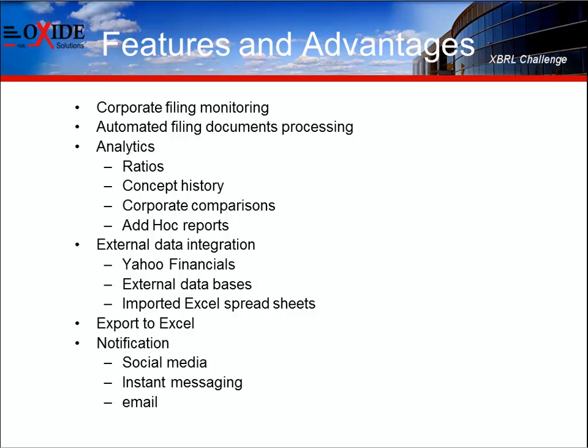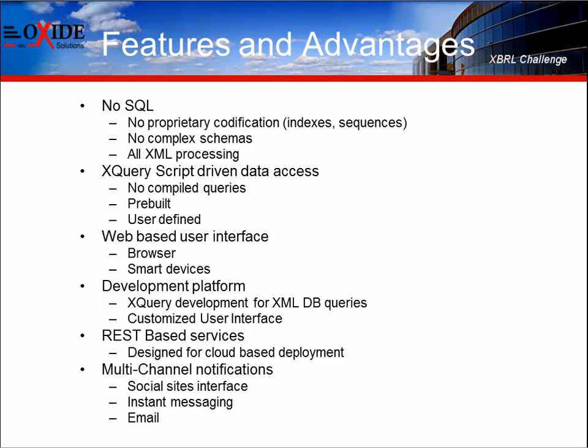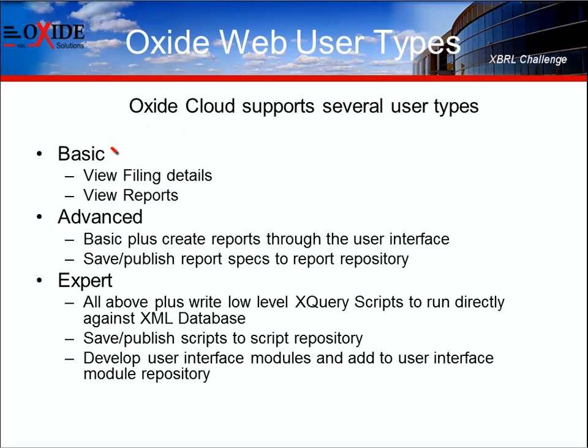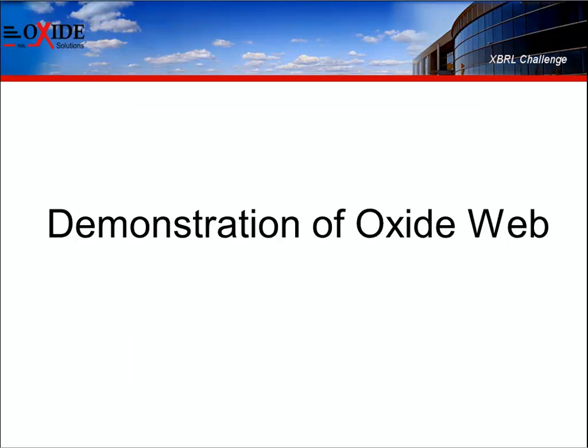The OXIDE Web has many features and advantages. We can't go into all the details here, but they are listed for your reference. The OXIDE Web supports a range of user types to create value for individual investors all the way to developers, but you don't have to be a developer to gain value from the SEC filings. Even basic investors can use the reports created by OXIDE Web and by others in the community. The platform is open, so it allows for new development and continuous innovation as investors learn to gain value from the XBRL findings. Now we'll have a quick demonstration of OXIDE Web by Pete Cleary, lead developer.